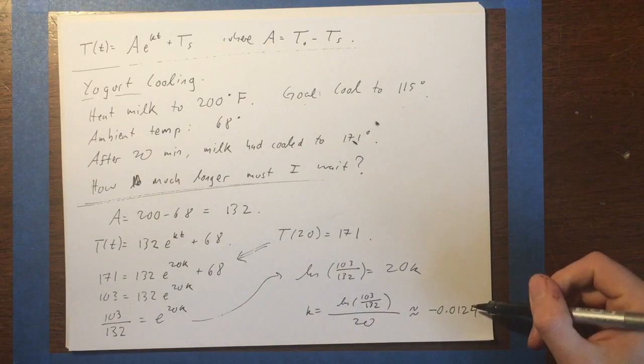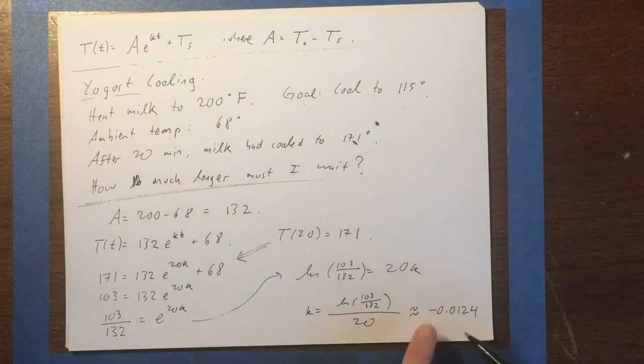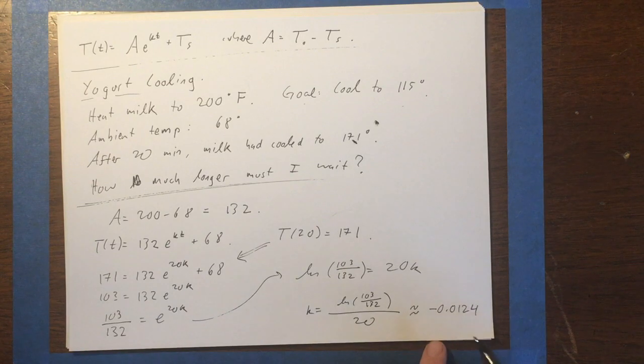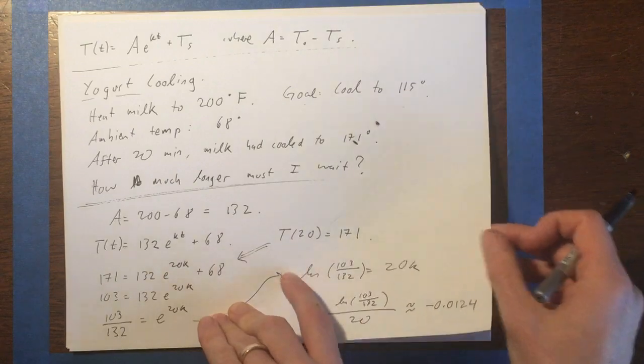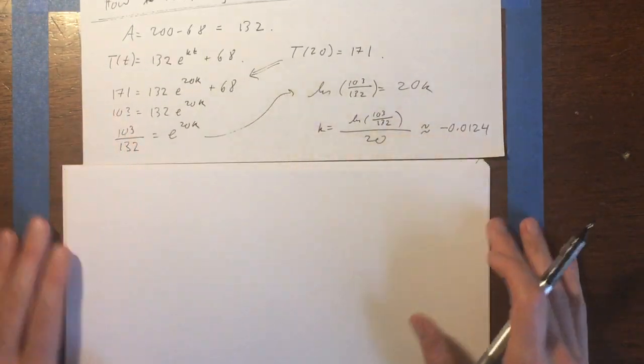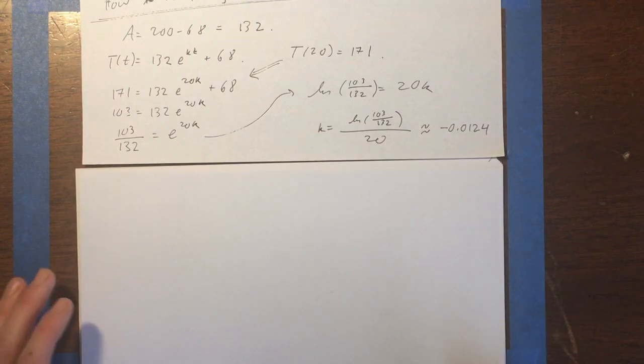Now this is going to be a constant because this is determined by the properties of the milk and the air. This is the decay rate for temperature transferring between milk and air. So that is a constant, or at least we're assuming it is. So now I'll keep this paper around, and if we need to look at it, we can.